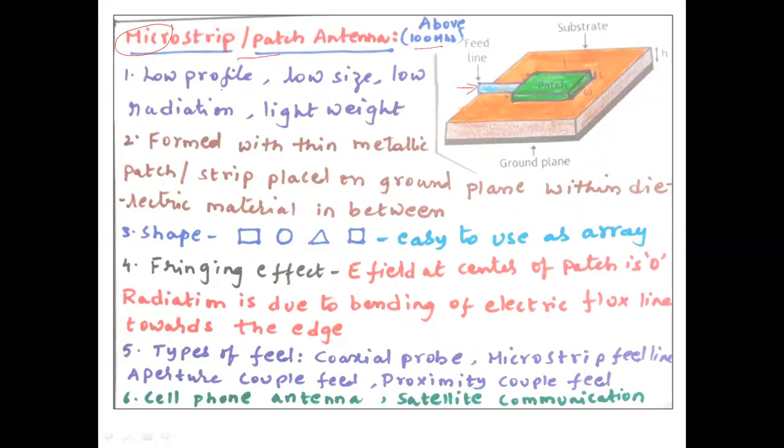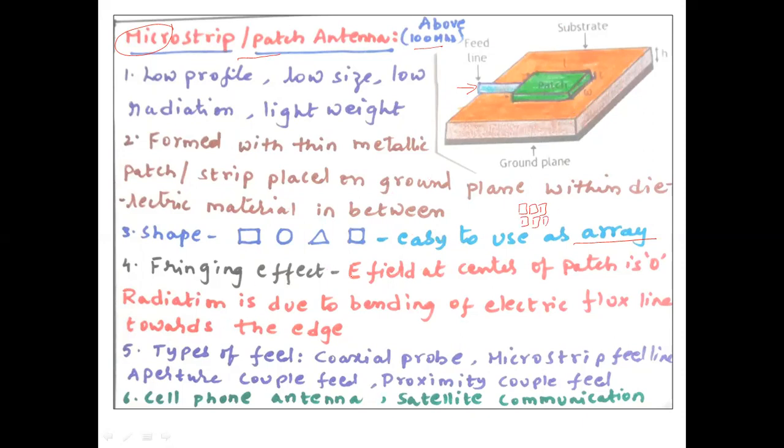Here, micro means low, as we already know. So the antenna itself is very low profile, low size, low radiation, lightweight. Everything will be in a smaller or miniature form. It is just formed with a metallic patch or strip placed on the ground plane, with the dielectric material inside. All this part is filled with some dielectric material. And as I already said, patches can be of different shapes. Its flexibility is in the way we can use it in an array form. That means these patch antennas can be used like arrays. This array form is very, very popular.